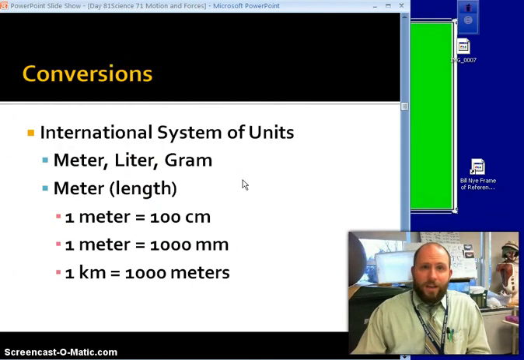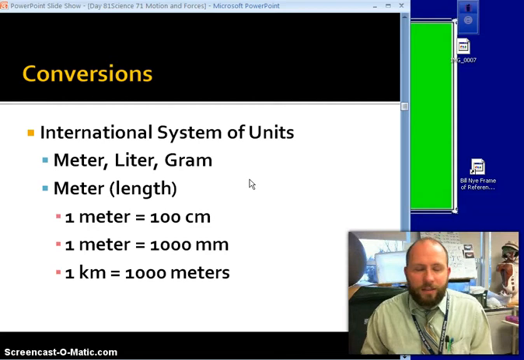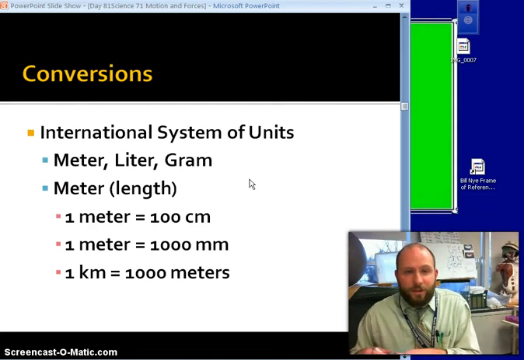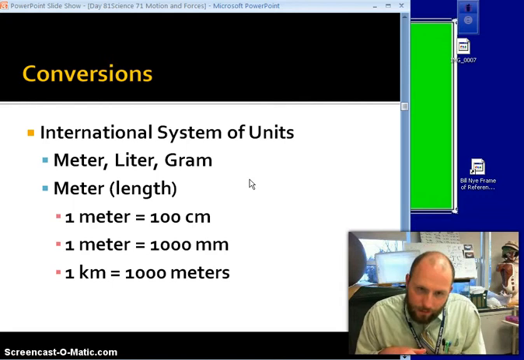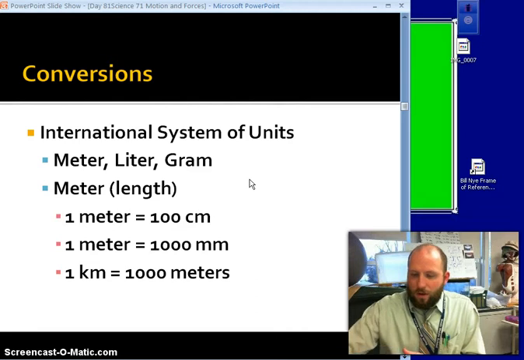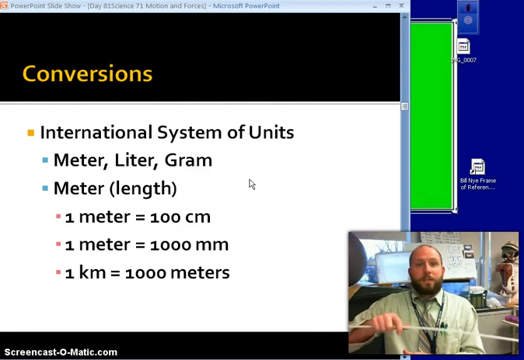First things first, conversions. So you already saw in Chapter 1-1 we talked a little bit about the SI unit, the system of international units. The main ones we talk about: meter, liter, and gram. Today, for purposes of motion, we're going to focus on the meter, or length. And so the main one we're going to focus on is the meter stick.